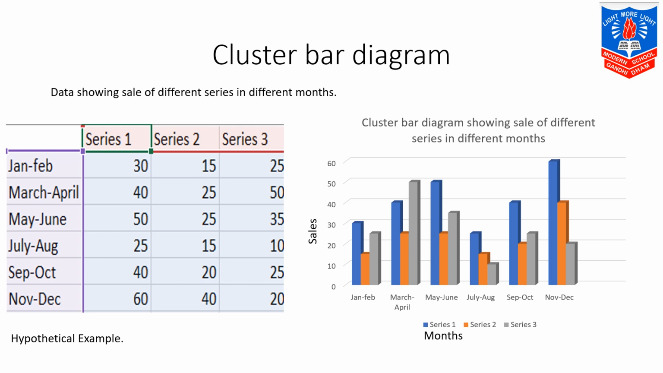Next, as I said, the important thing is the title, the heading, that is, the cluster bar diagram showing the sale of different series in different months. After that, the scale, x-axis and y-axis, representation on both axes, and then comes the analysis. Analysis, as I said, our very first point will be to show what the x-axis and y-axis represent.